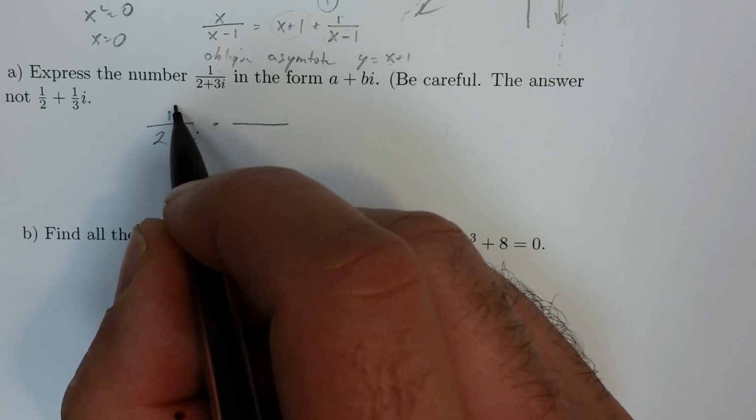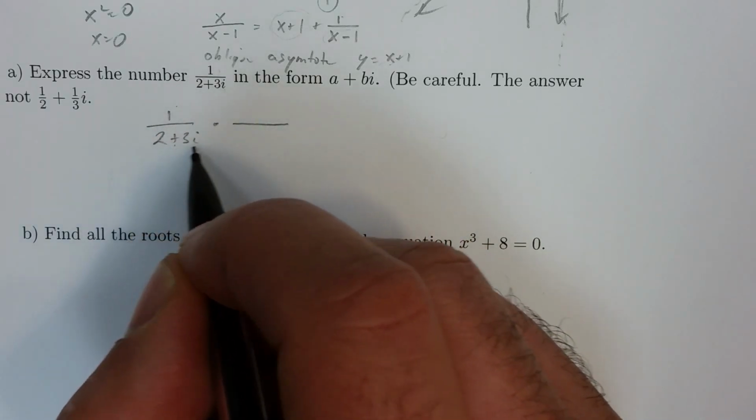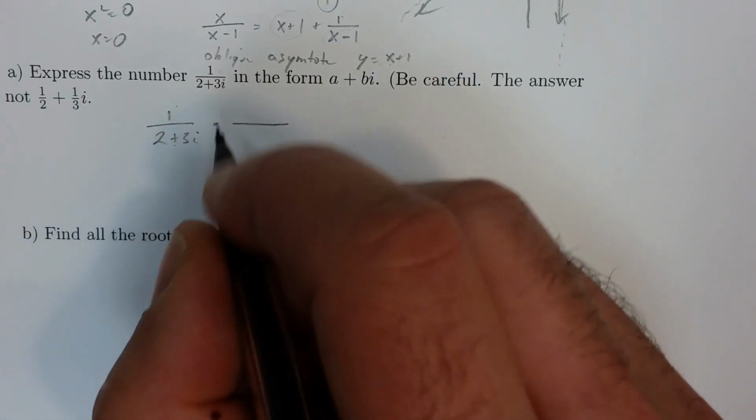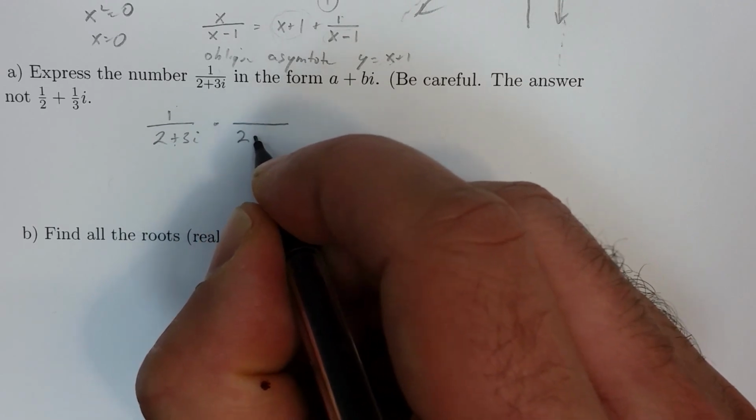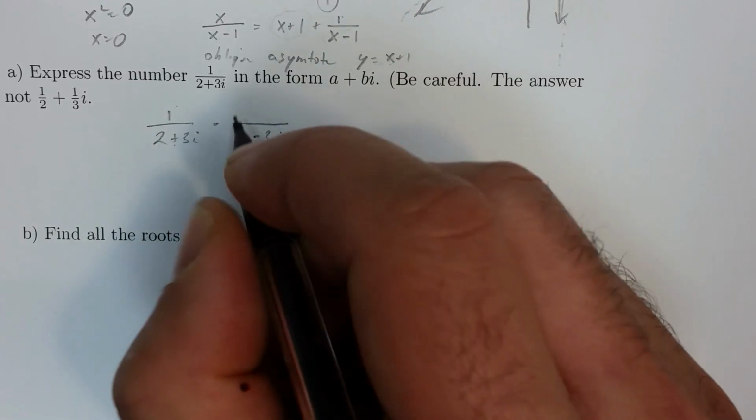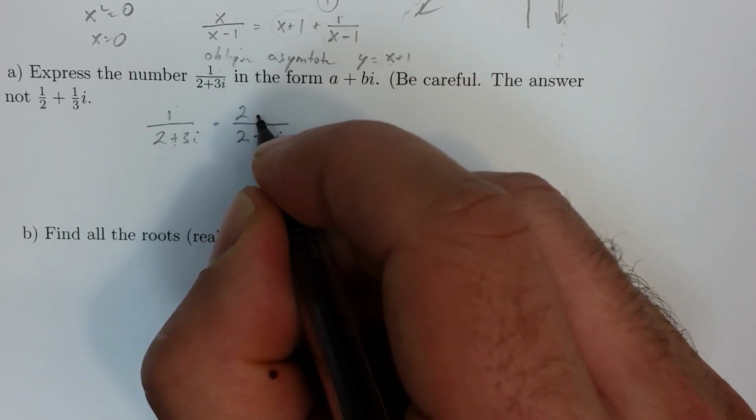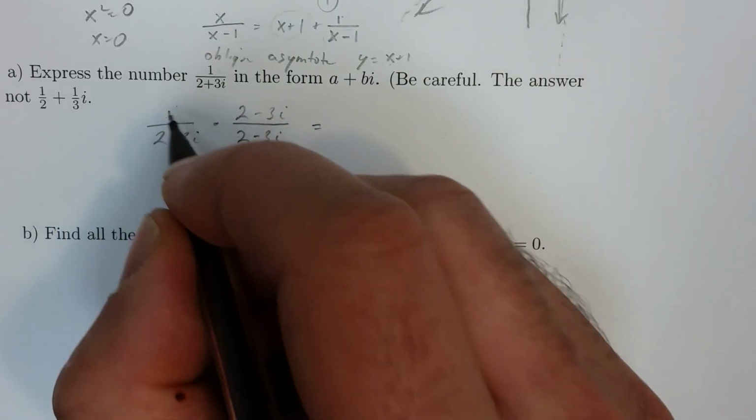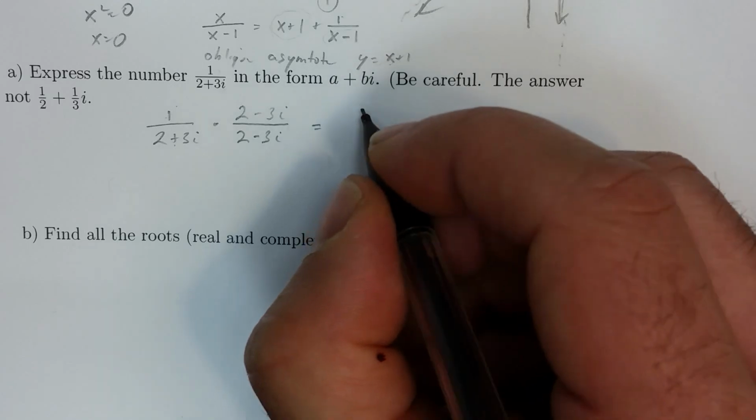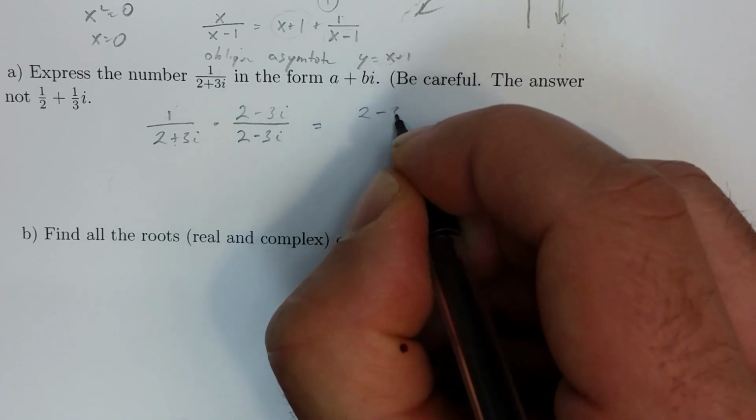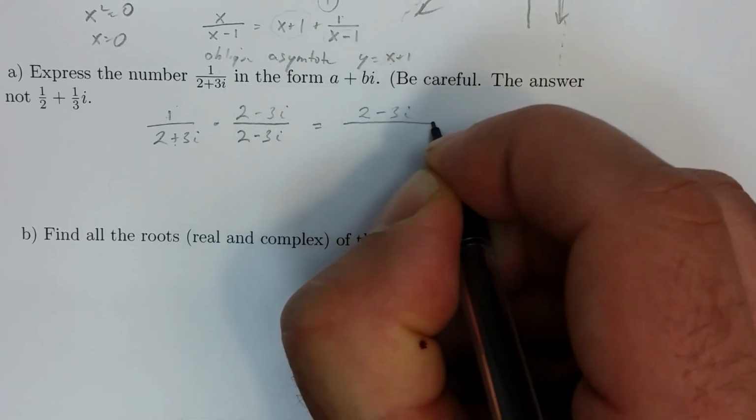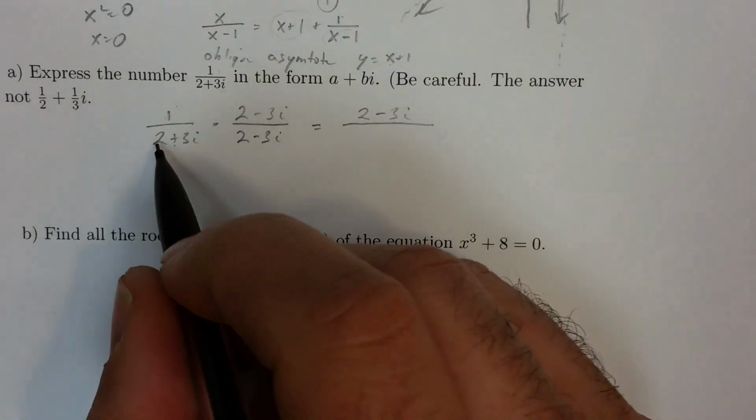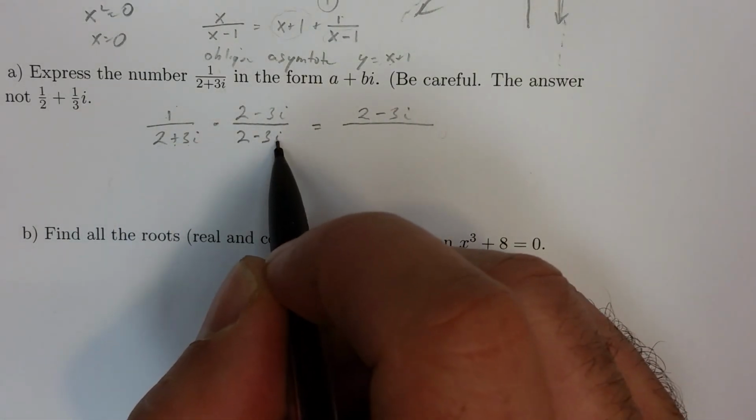We're going to multiply the numerator and the denominator by the conjugate of what's here. The conjugate of 2 plus 3i is 2 minus 3i. We multiply by that on the bottom and on the top. On the top, we end up with 1 times 2 minus 3i, which is just 2 minus 3i. And in the denominator, we have 2 plus 3i times 2 minus 3i.